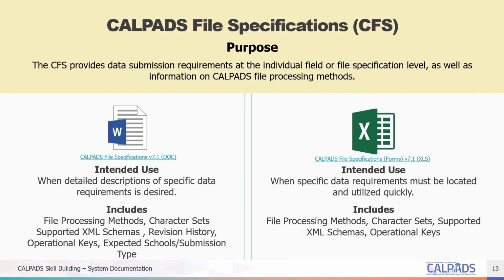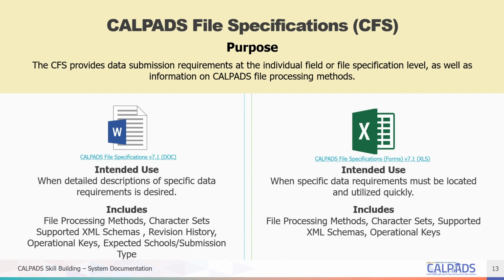The CALPADS file specifications, or CFS, has two different versions. The Microsoft Word version is more detailed in its description of the data submission than the Excel version, and so should be used when a great level of detail is desired. The Microsoft Excel version provides a tabbed spreadsheet with individual field requirements and processing rules that can be sorted or filtered to allow for quick and efficient reference.